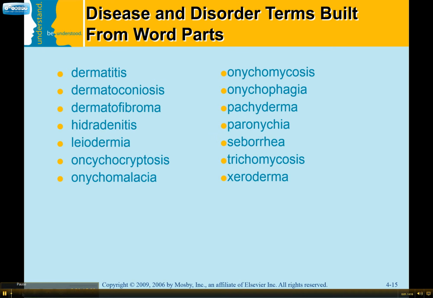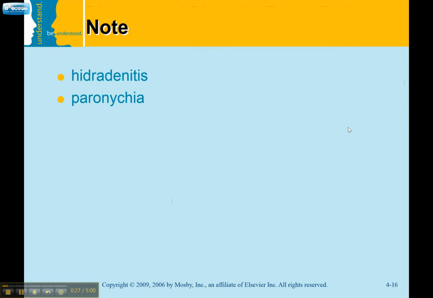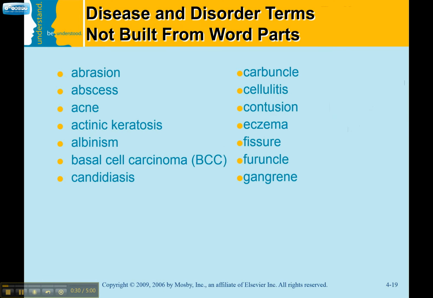Okay, here we go with the second part of chapter 4. I want to go over a couple of things with you. When it says disease and disorder terms built from word parts, it means that we already have the skill to be able to split these words into their word roots, their prefixes and suffixes, and without even really knowing what it means, we can then piece the word parts together to get a definition. We're not going to go through all of these individually, but I want you to understand what that means.